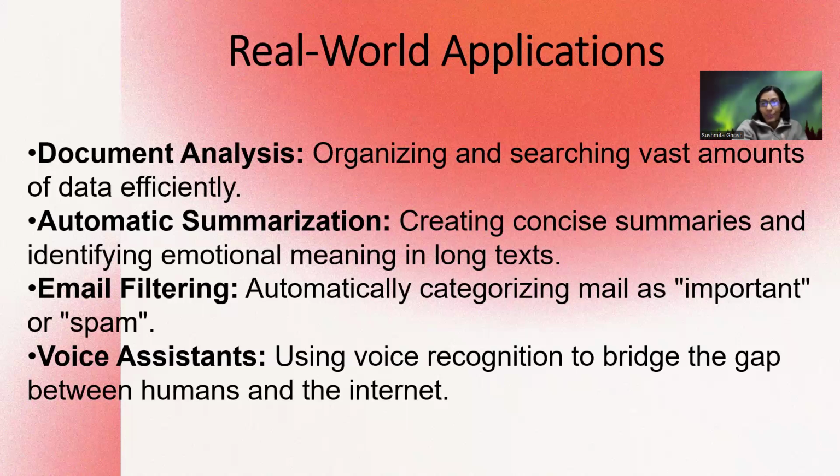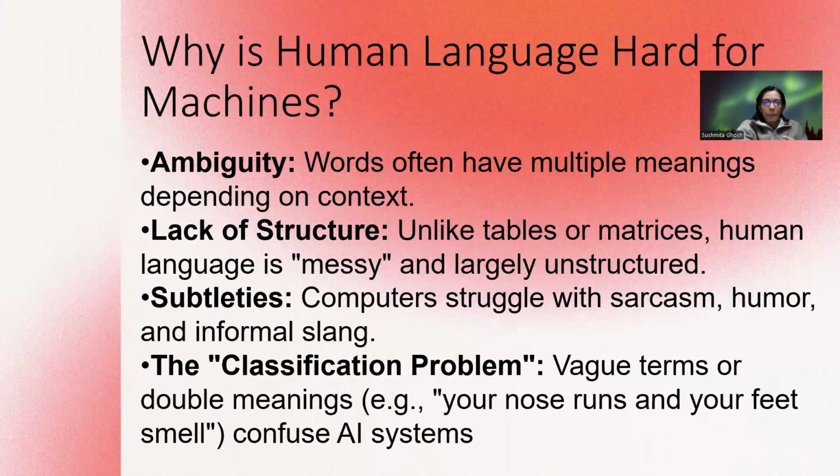Though email filtering also has problems at times. Some important mails also go into spam. But overall, I would say that these things are still effective. Okay. Now, why do these problems arise? Basically, the problem is that language is very difficult for the machine to understand because words have multiple meanings. That is something which is very typical in English, isn't it?